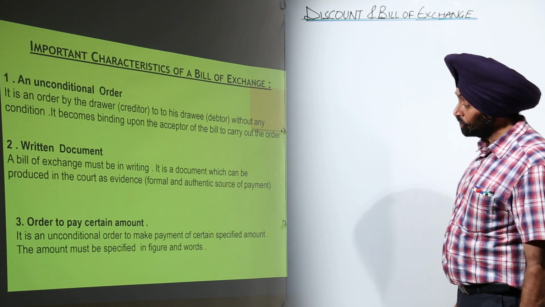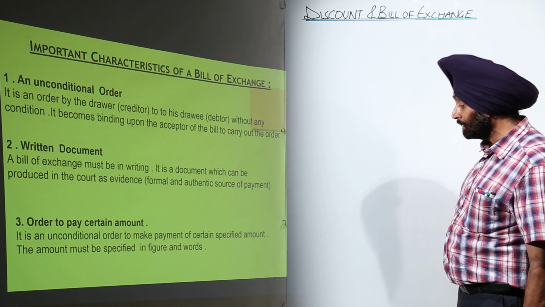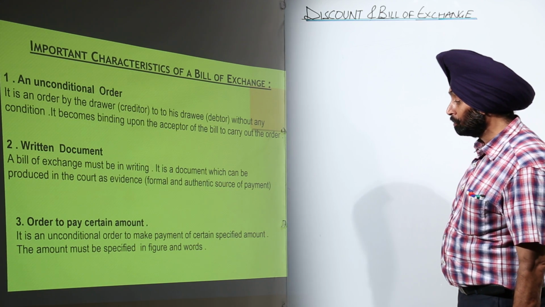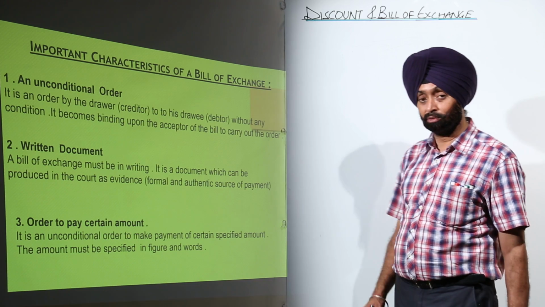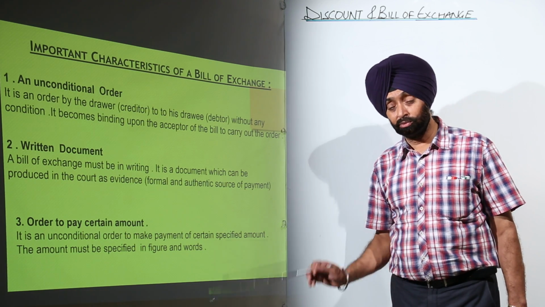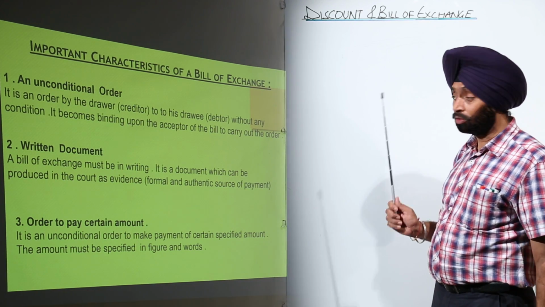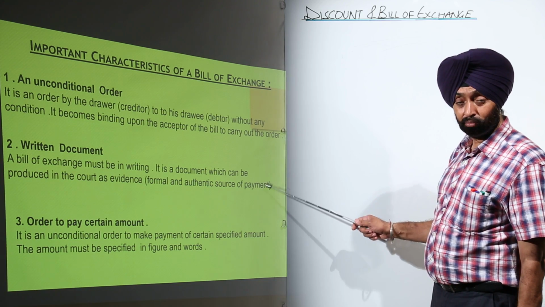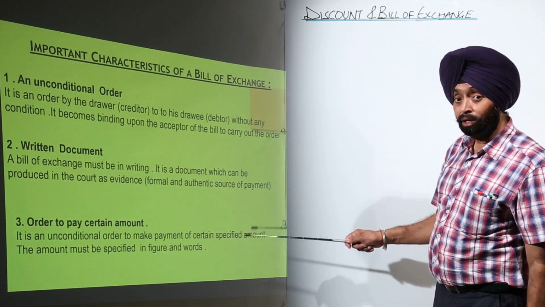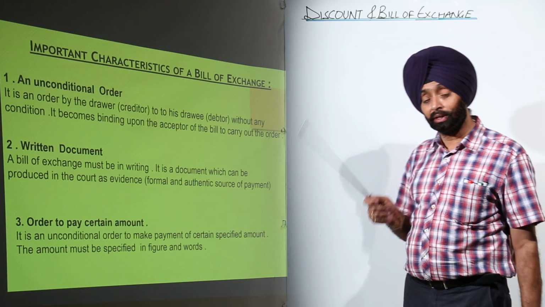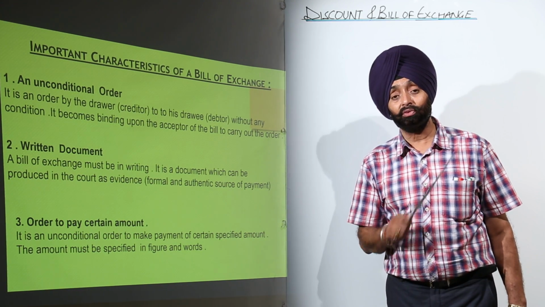Then we are having an order to pay a certain amount. It is an unconditional order to make payment of a certain specific amount. The amount must be specified in figures and in words. Now what are the 3 things we have just gone through? Number 1, an unconditional order. Number 2, it should be in writing. A bill of exchange is always in writing, and the amount is specified on the bill of exchange.